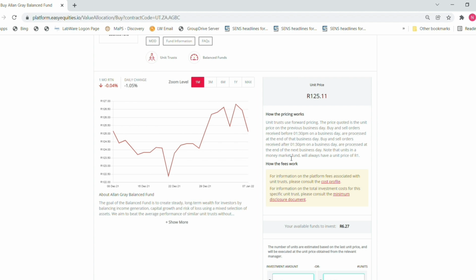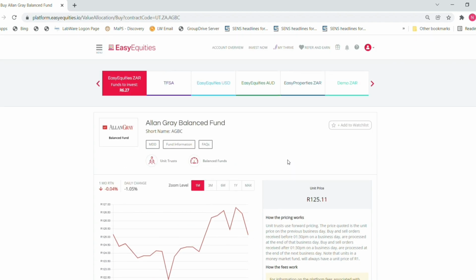So what this means is that if I don't buy this unit trust now and I buy it later, maybe at 3 p.m. or 2 p.m. This is a Friday, by the way. It means that buy order is only going to be processed at the end of Monday, which is the next business day.